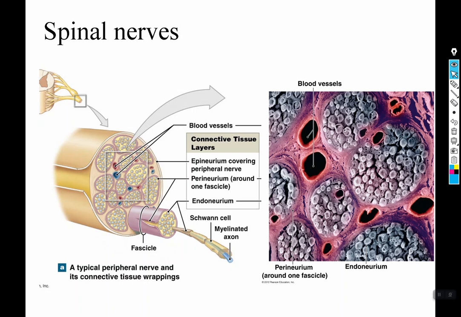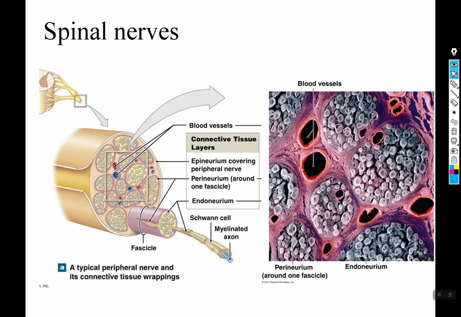So the connective tissue layers that you're seeing here are there for a variety of reasons. One is electrical insulation, so you want to make sure that the depolarization of one axon doesn't affect the depolarization of its neighbor. Also, an axon is a very long, delicate, fragile extension of a cell that is really just a long tube of cell membrane, and by itself, it's not especially sturdy.